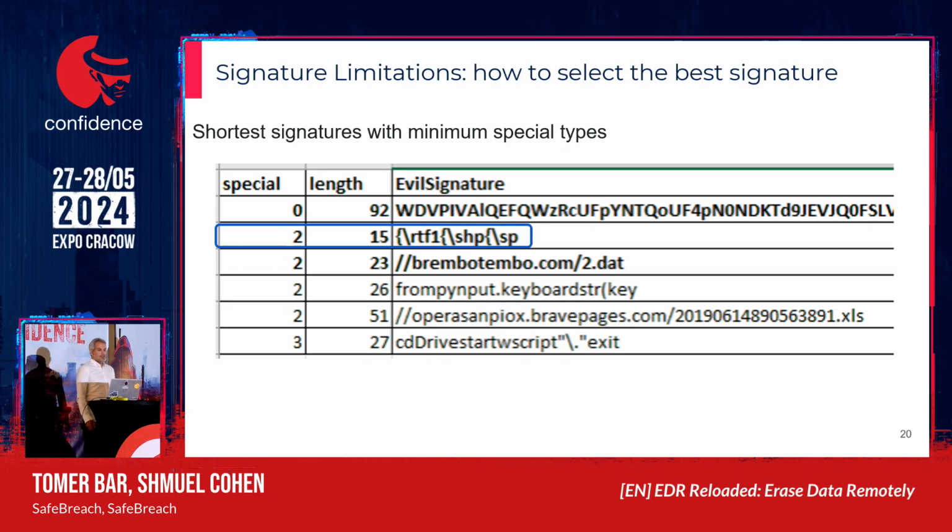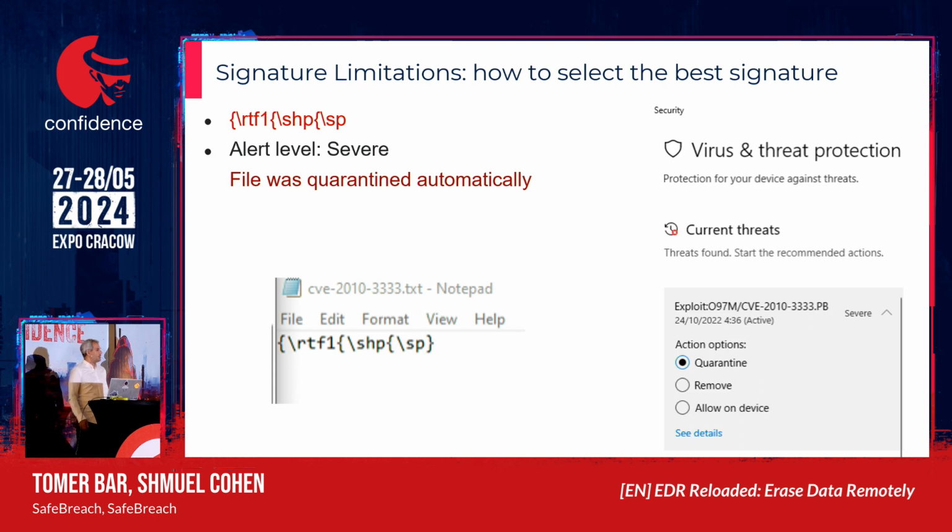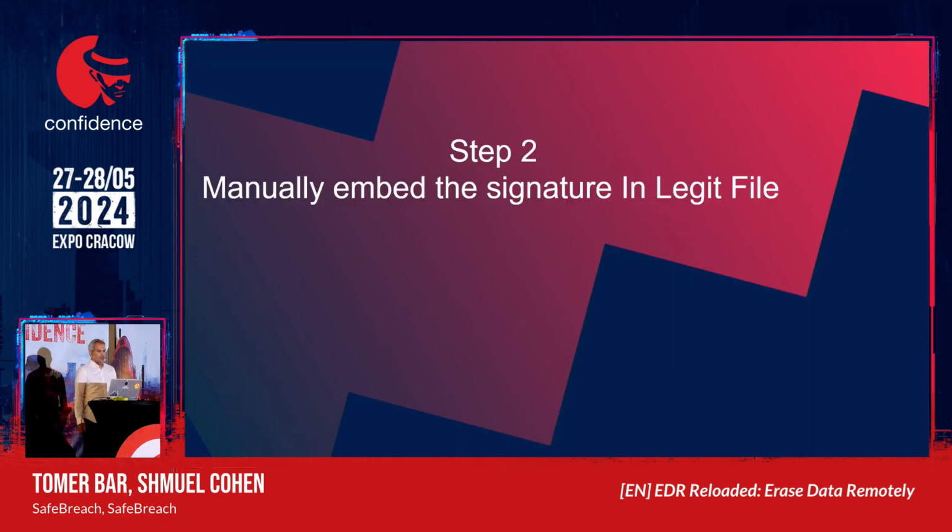Let's try to manually add it to an empty file. And actually it worked. The signature caused the deletion of our own file. It was the first time we managed to find a minimal signature which successfully triggered automatic deletion of our file. But deleting our empty file is not interesting, right?